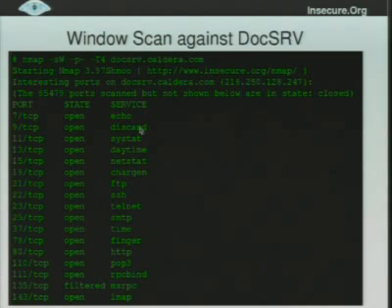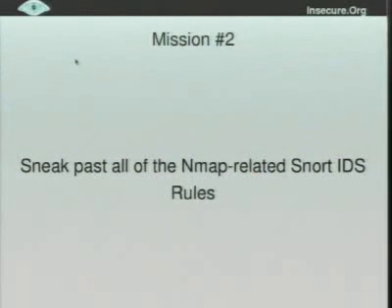And so this actually matches up perfectly with what we were expecting from our previous scan, in that the vast majority are open, way more than there should be, and then there are 3 of them that are filtered. And in this case, you see I added -p- to say truly scan every single port. So with that, I think we've accomplished our mission of finding the open ports on this server, and that lets us go on to our next mission, which is to sneak past all of the Nmap-related Snort IDS rules.